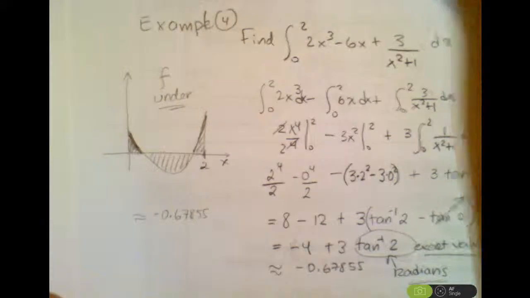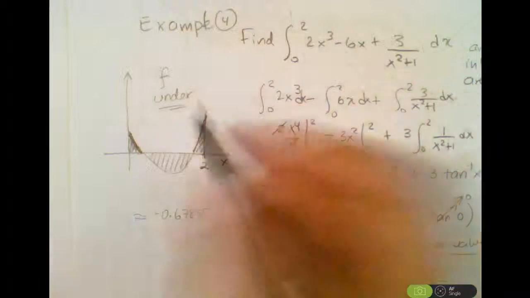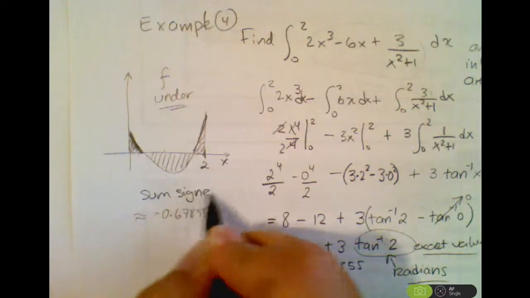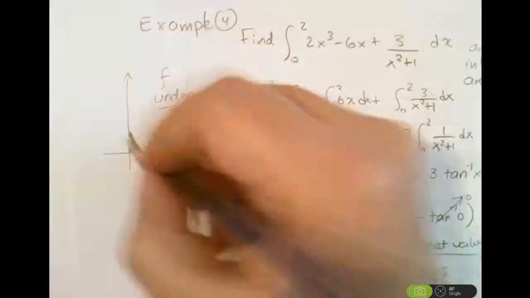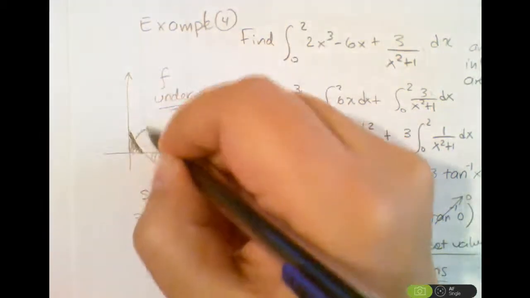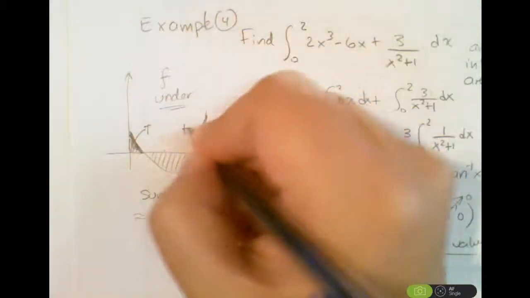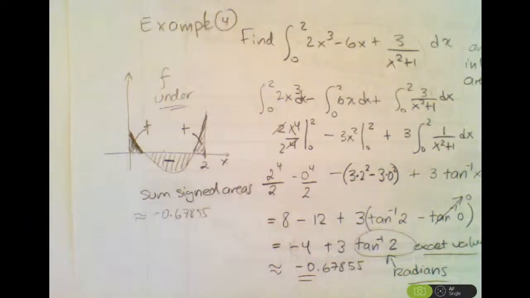Okay, so let's talk about what the interpretation is. This integral between 0 and 2 is the sum of the signed areas, meaning it's not the sum of all the areas, because as you can see you get a negative number, and areas are not negative. But this area is going to have a positive sign in front, and so will this one, just because they are above the x-axis, and this area will have a negative sign in front because it's below the x-axis.